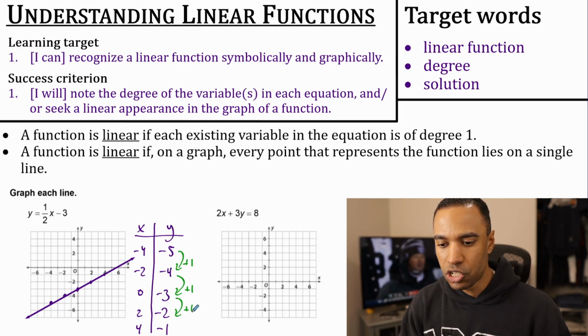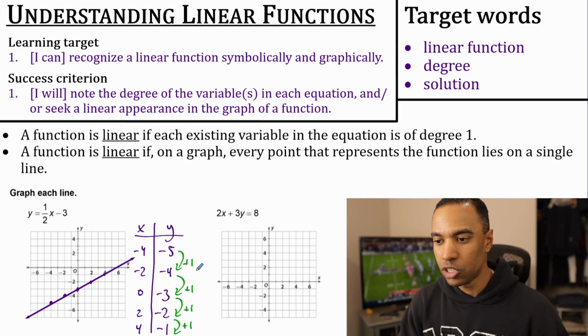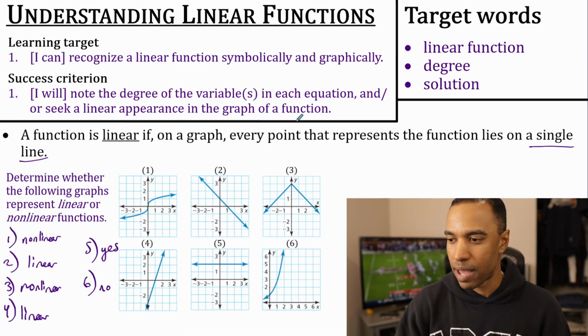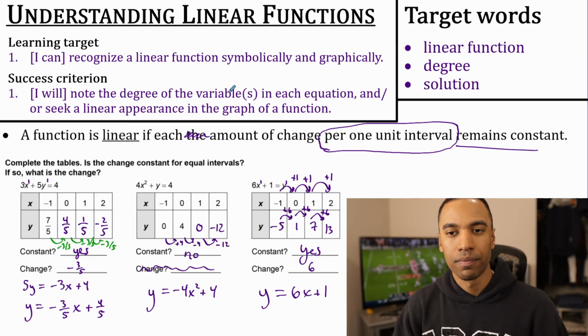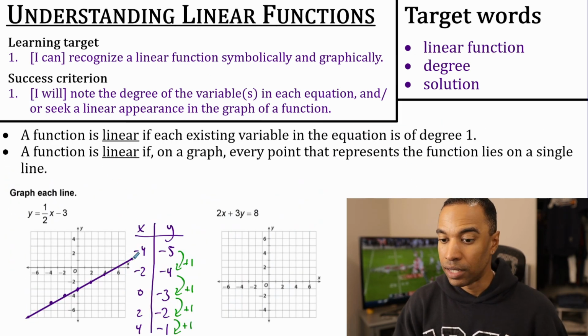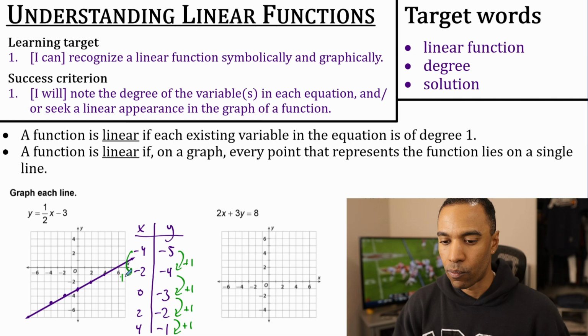Now, is that change going to be 1? Keep in mind, this is supposed to be per unit interval. I'm going to go back to this idea. Where was it? Per 1 unit interval. That means as x goes up by 1, these x's didn't go up by 1. They went up by 2.